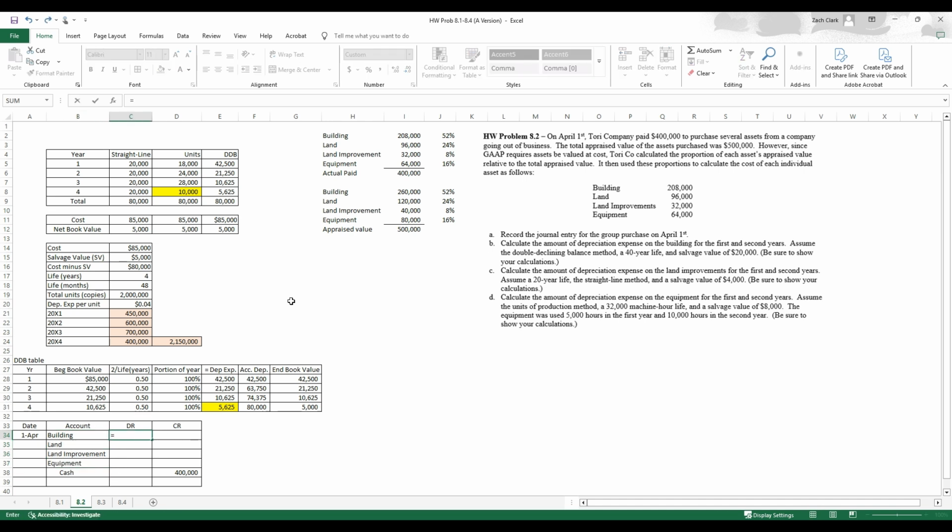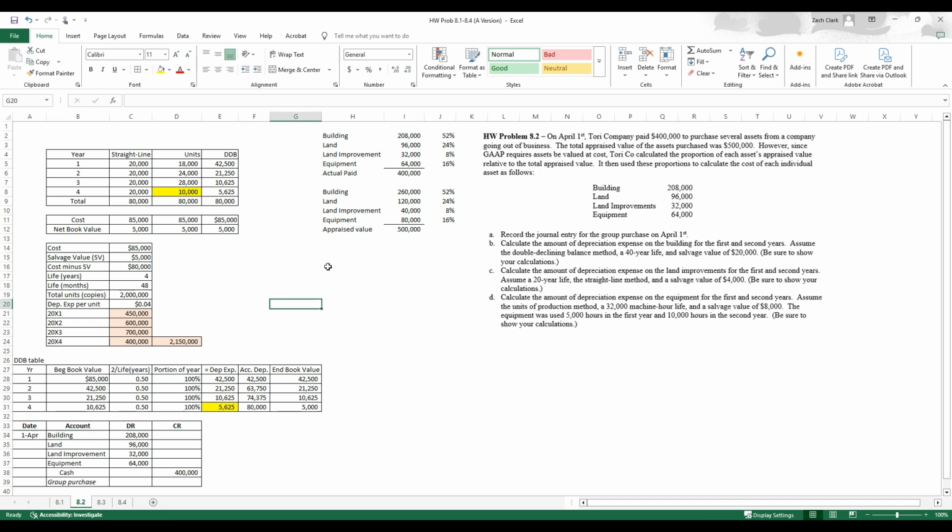So here's our breakdown of what we paid, or how we would book these in, each as individual assets. Remember, the land does not depreciate, so that's just something to remember. And then we'll just say group purchase, because we bought multiple things in one purchase event, essentially. So that's our journal entry on 4-1.